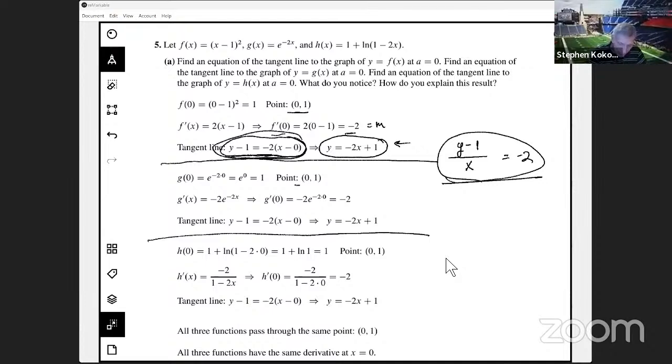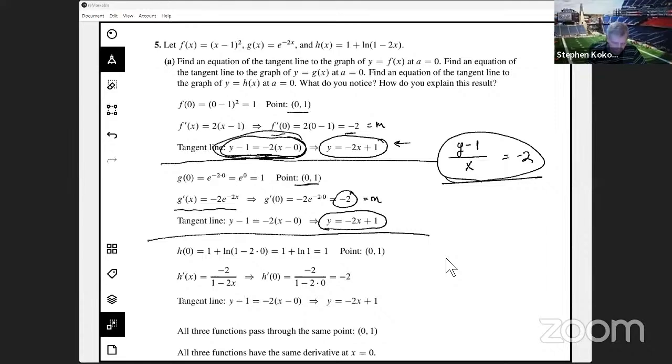Well, son of a gun, that goes through the same point, 0, 1. I took a look at g of 0, that's e to the 0, which is 1. And I found the derivative of g. Okay, I've got to use the chain rule there, okay? The derivative of that exponential is e to the stuff times the derivative of that stuff. That's just a -2. And so I'm going to evaluate that at 0. And holy Toledo, I get a -2 again. That's got the same slope. And you know what's coming here. This results in the exact same equation of the tangent line to the graph of g at that point.